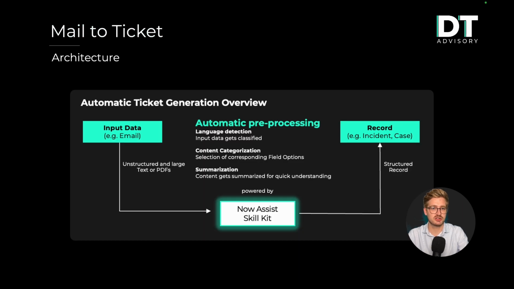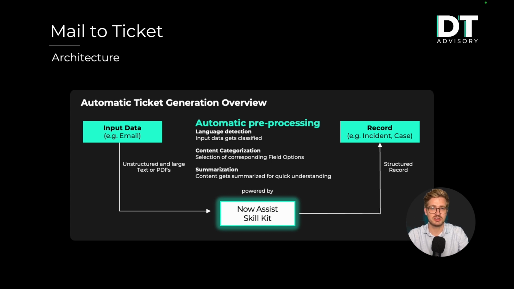In general, what we want to show is that we can take unstructured data, such as email, for example, or PDFs, and convert them into structured data, such as incidents or cases in ServiceNow. And in between, we are applying the Now Assist skill kit from ServiceNow and generative AI to convert this data.